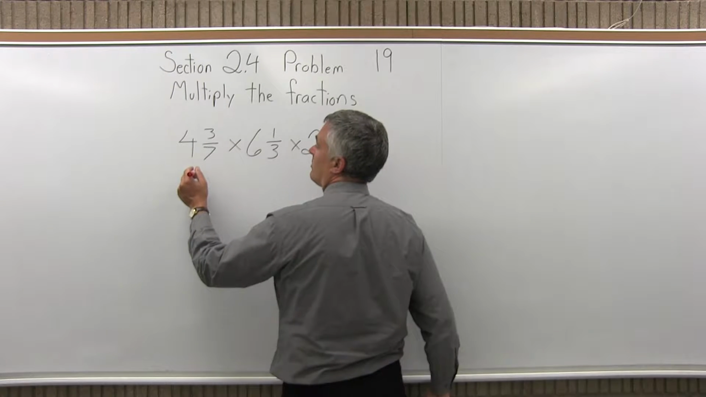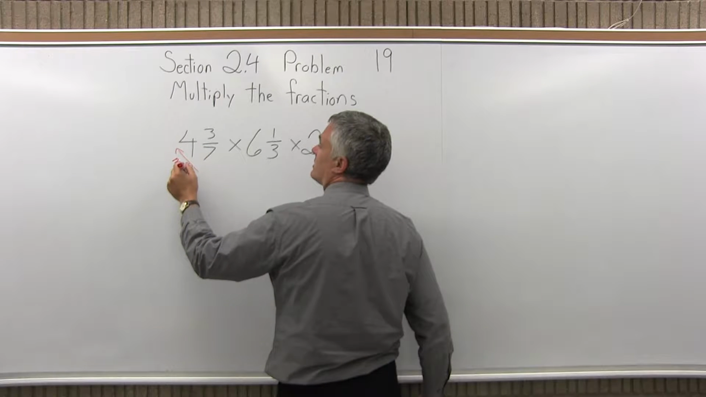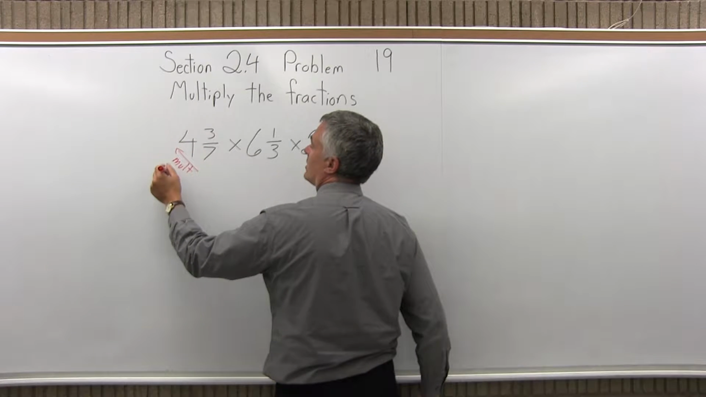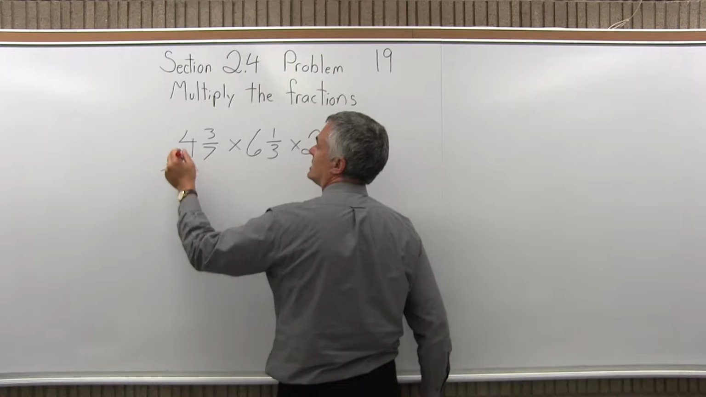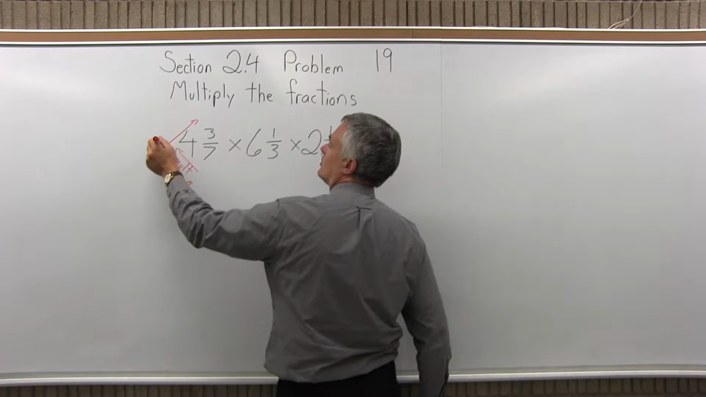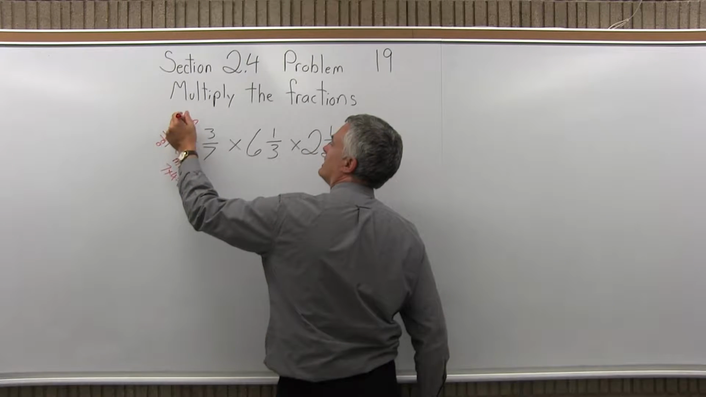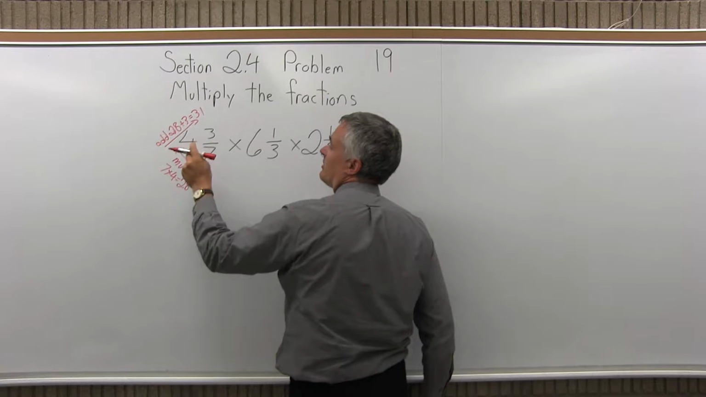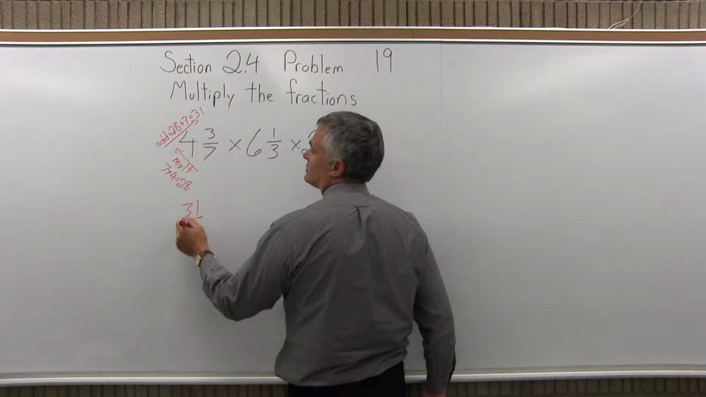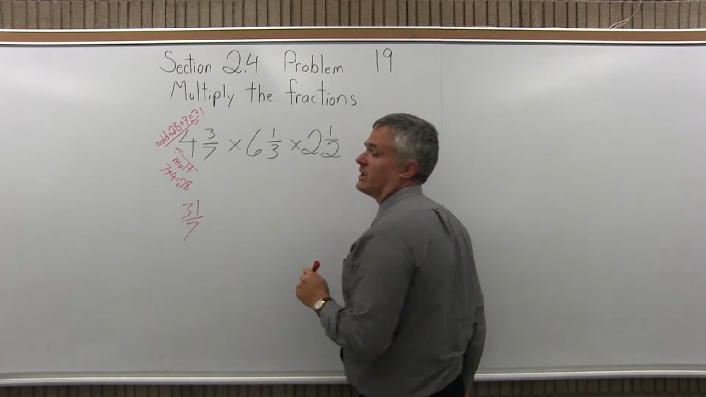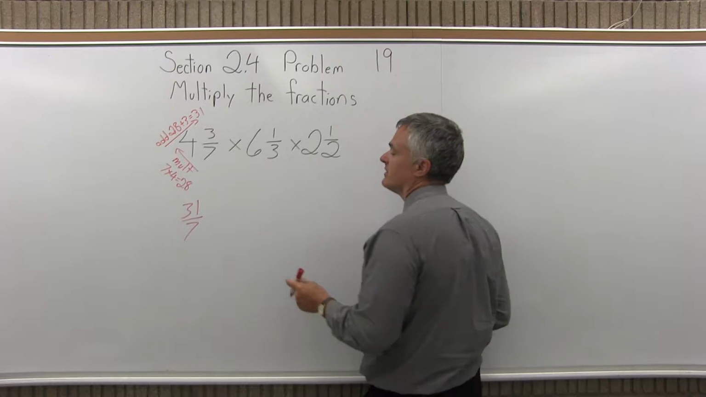So for each one, I will multiply the denominator times the number in front. For the first one, I'm multiplying 7 times 4, which gives me a result of 28, and I take that result and add it to the numerator. So I will add 28 plus 3 is 31. So my first fraction of 4 3/7 can be rewritten as 31 over 7. This way it's not a mixed number anymore. There is no number in front that I need to deal with.